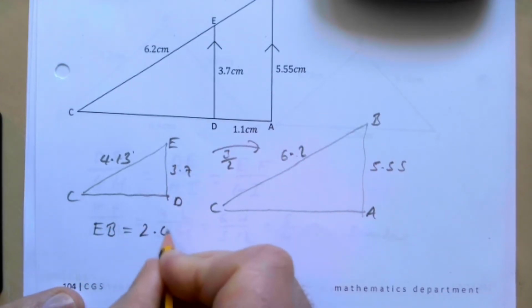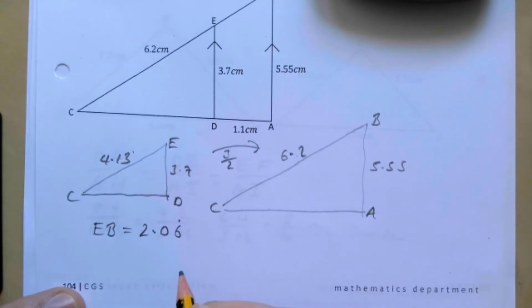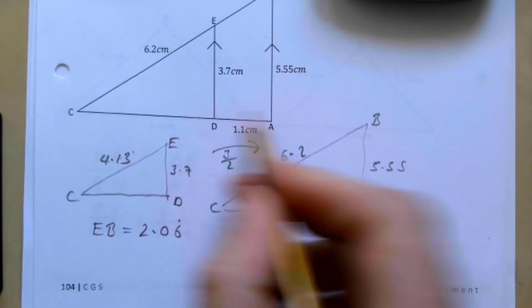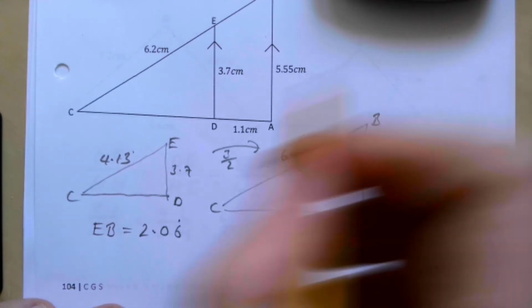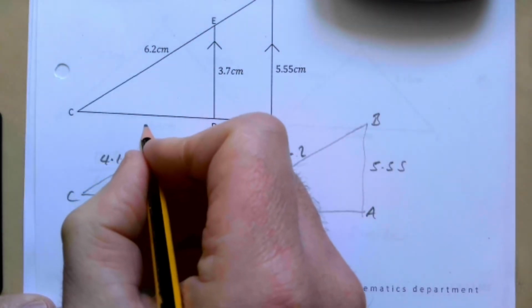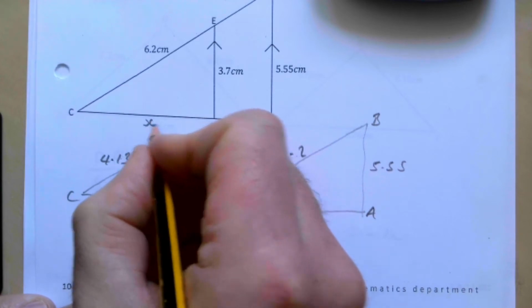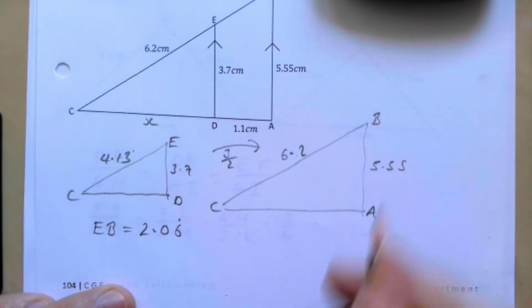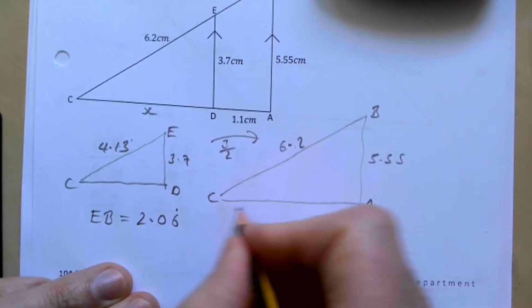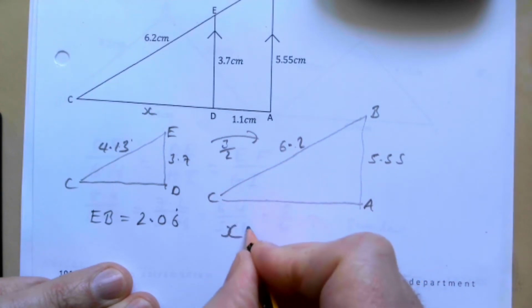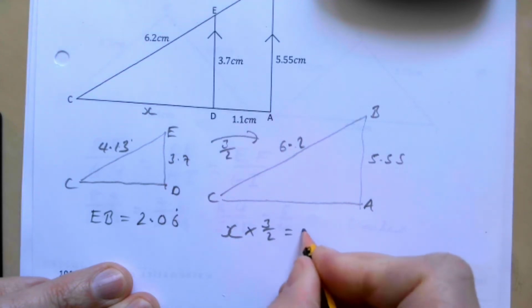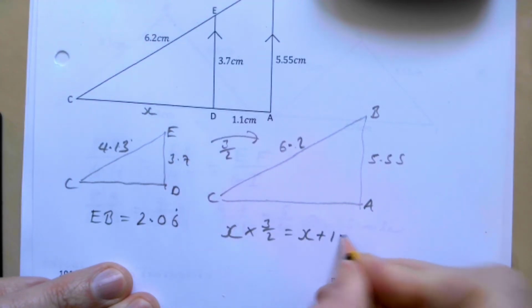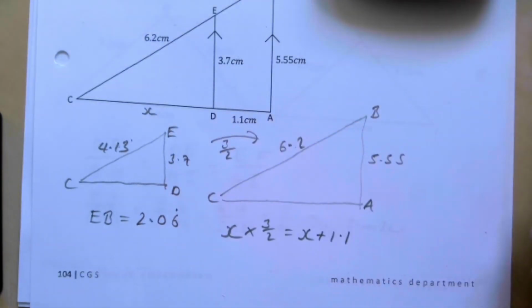So EB is 2.06. The length CD is messier again, so I'm going to call this length X, and it's going to be X multiplied by 3/2 equals X plus 1.1. So that's quite messy to work out.